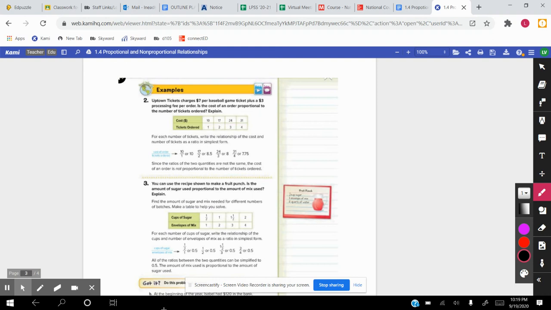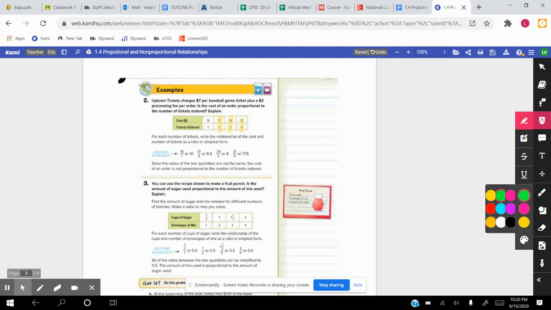simplest form. So we'll take $10 for 1 ticket, which reduces down to 10. Then we're going to take $17 for 2 tickets. So that's 8 and 5/10. $24 for 3 tickets reduces down to 8. $31 for 4 tickets is $7.75.